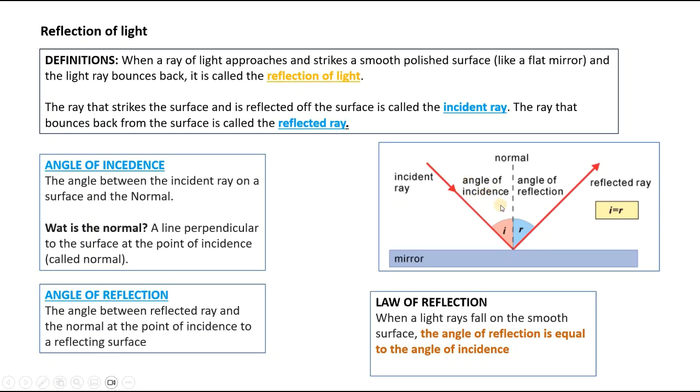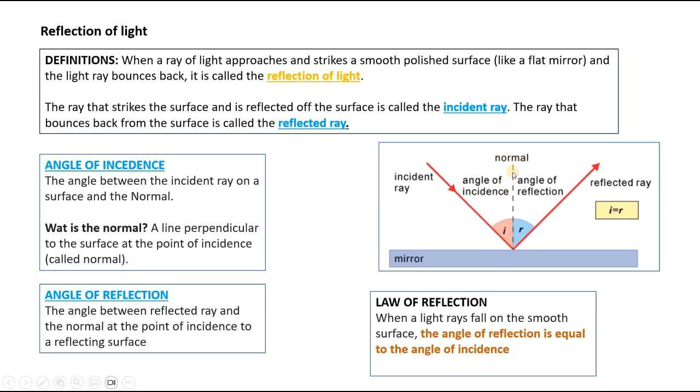Then the angle of incidence. According to the definition, it is the angle between the incident ray on a surface and the normal. It's this pink angle here, and it's labeled I. That is called the angle of incidence.